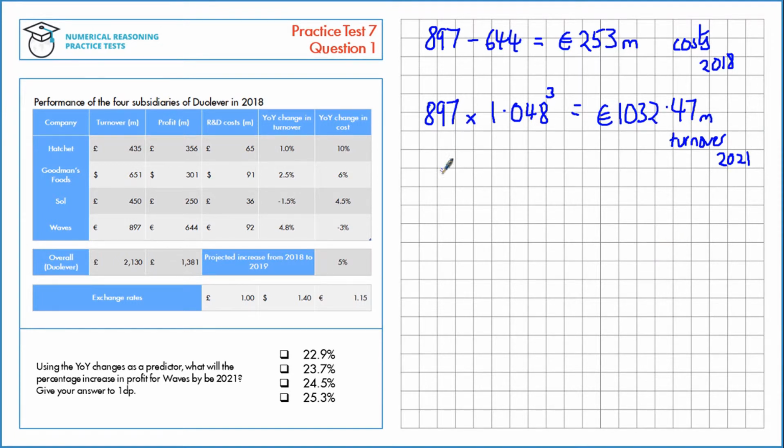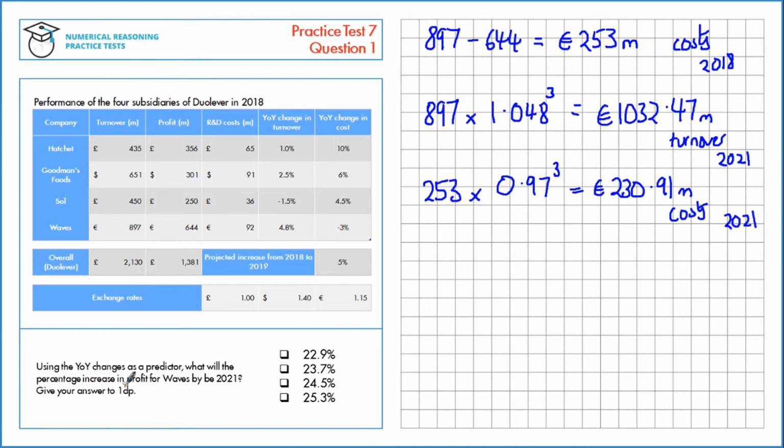So we can do the same thing for costs. We know the costs in 2018 are 253 million. And we're reducing this by 3% every time. If we take 100% and reduce that by 3%, it's 97%, or 0.97. Over 3 years, we're going to raise it to the power 3, which is costs of 230.91 million euros. So that's the costs in 2021.